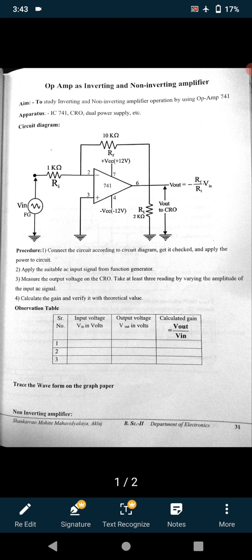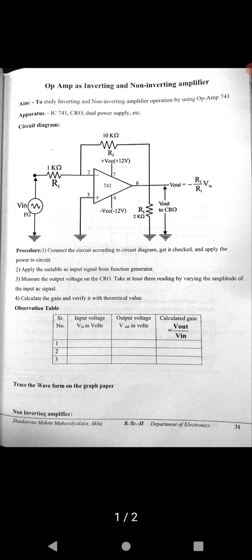Firstly, the aim of our experiment is to study inverting and non-inverting amplifier operation by using op-amp 741. The apparatus of this experiment is IC741, the operational amplifier IC. Then a CRO, cathode ray oscilloscope, is used to observe the output waveforms. Then a dual power supply, as an operational amplifier requires a dual power supply, and a function generator. We apply a suitable input signal of proper amplitude by using the function generator.